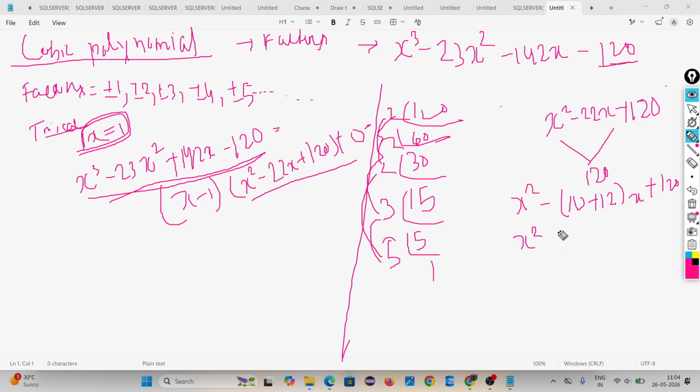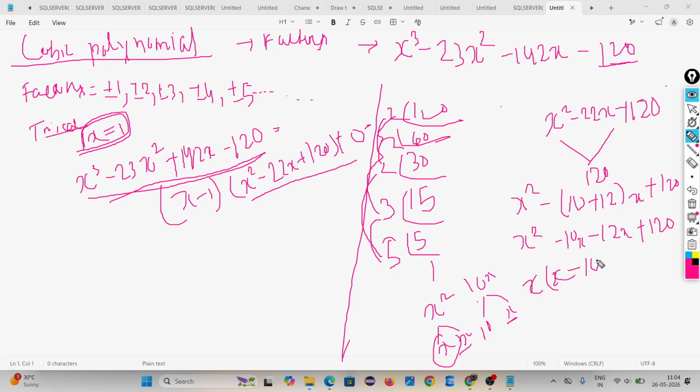x square minus 10x minus 12x plus 120. Look here, x square means x into x, and 10x is 10 into x. The common term is x. When I take x from x square, the remaining is x, and from minus 10x the remaining is minus 10.